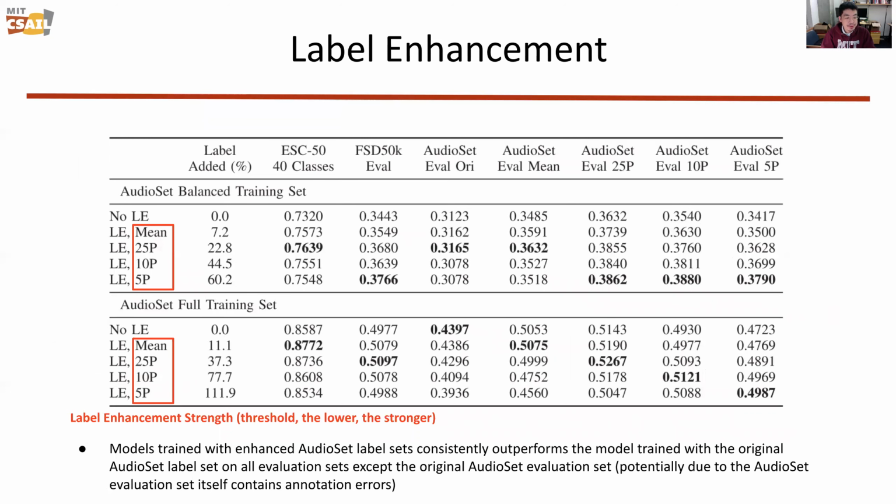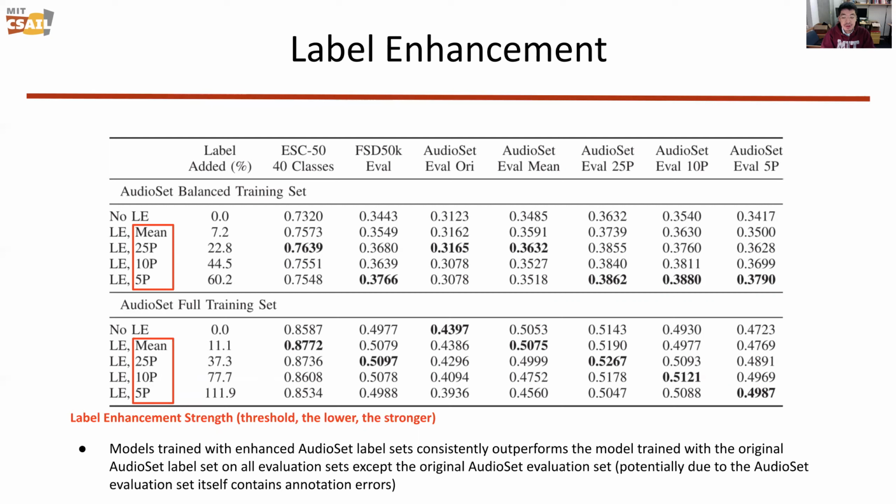Let's see the result. We show the label enhancement, or LE in short, with different label enhancement strengths. It is the threshold to change the label. The lower the threshold, the stronger. We found that the model trained with enhanced AudioSet labels consistently outperforms the model trained with the original label set on all evaluation sets except the original AudioSet evaluation set.